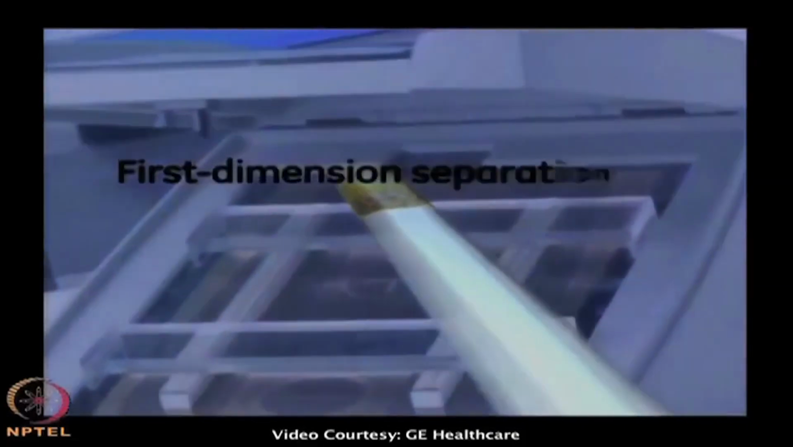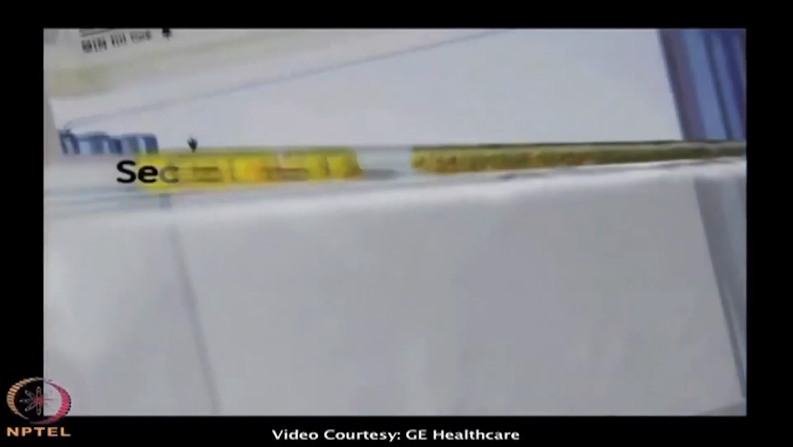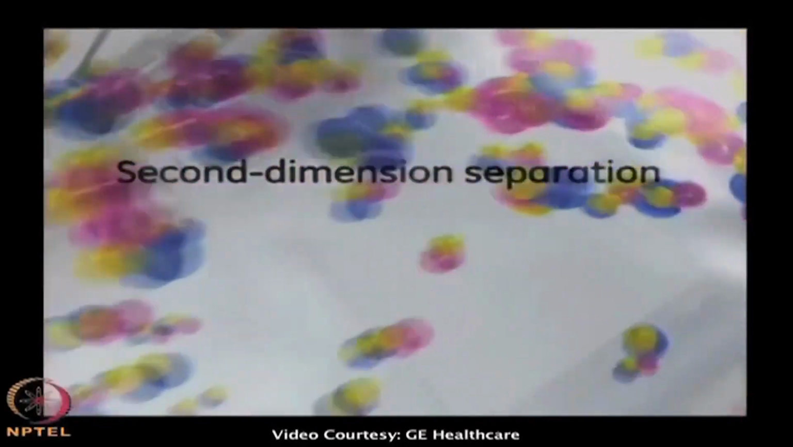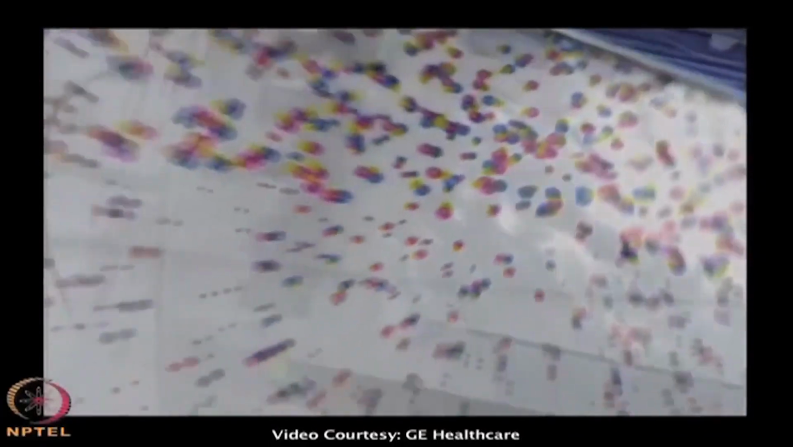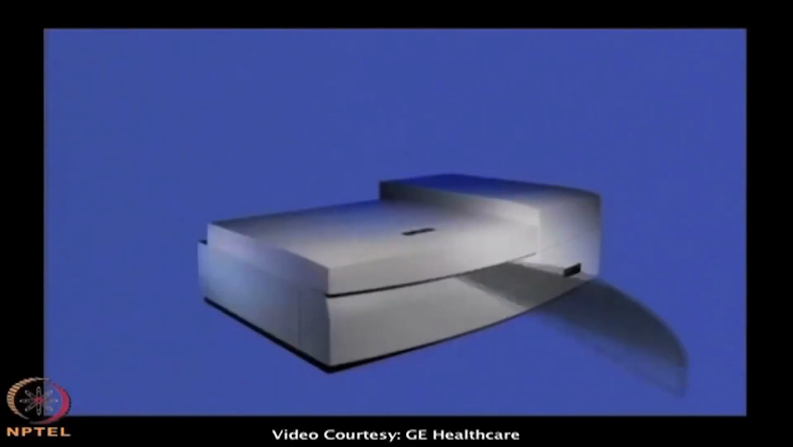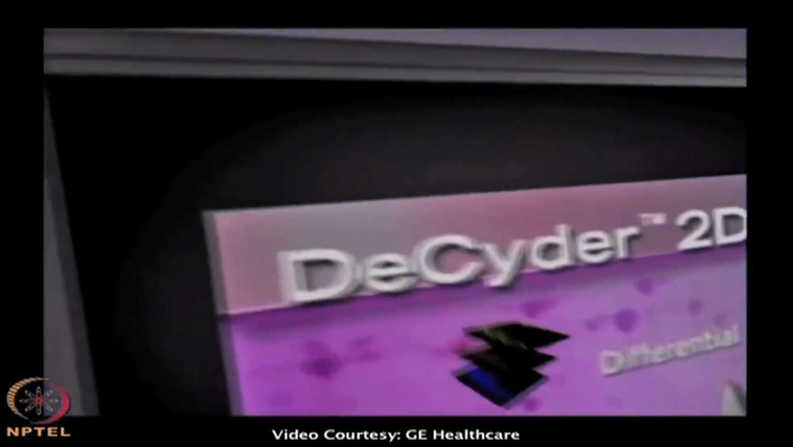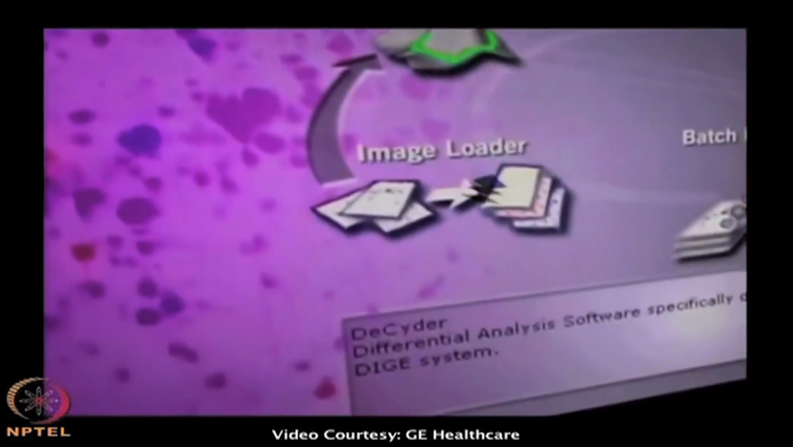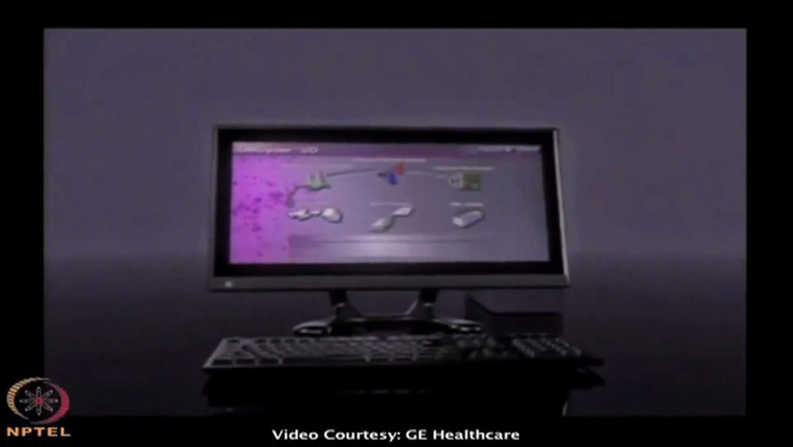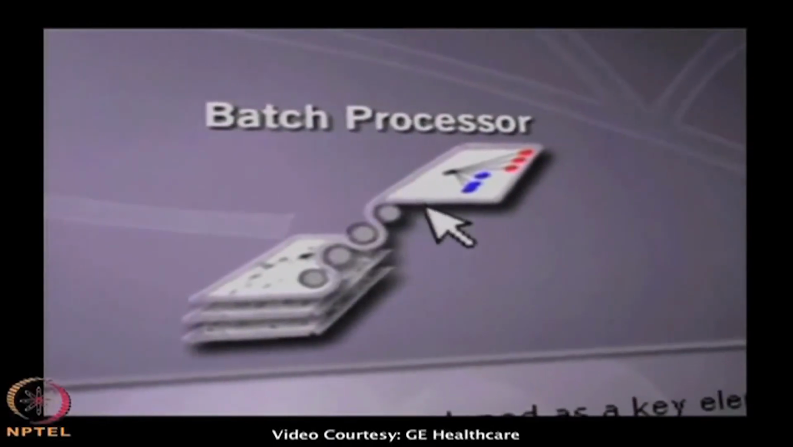There it will be analyzed in the first dimension, the IEF, and after IEF you place it into the second dimension, where you completely analyze the second dimension. Now this gel can be scanned in the Typhoon Trioplus, where you will have 3 images from a single gel. Then this can be analyzed with the help of DeCyder software, where the complete analysis can be done.